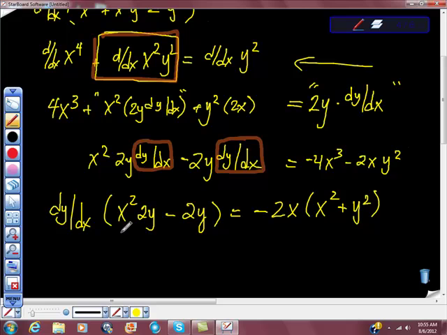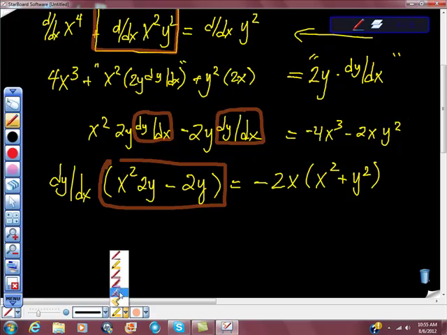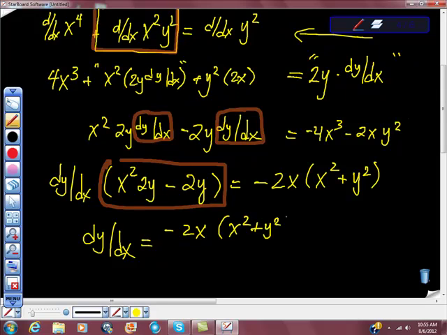If you look at it now, all we're going to do is divide both sides by this piece right here. So this is what I'm doing, and the next step will be what it's going to look like. I'm going to divide both sides by this, which on the left-hand side would just leave us with dy dx, won't it? So now we're at dy dx is equal to negative 2x times x squared plus y squared all over, exactly.